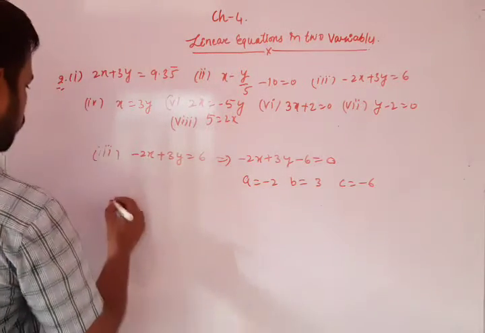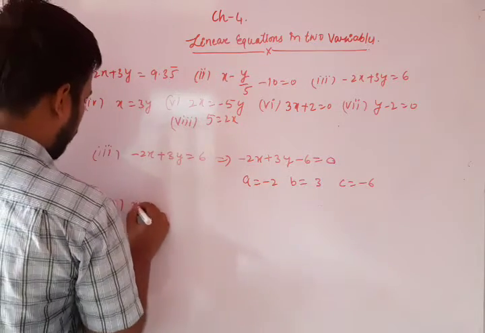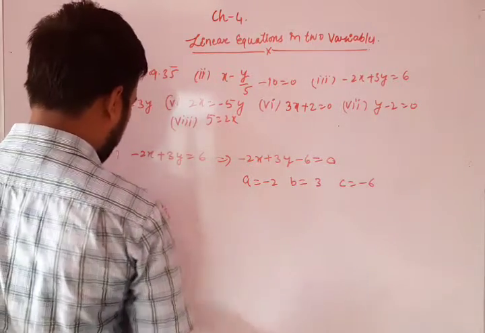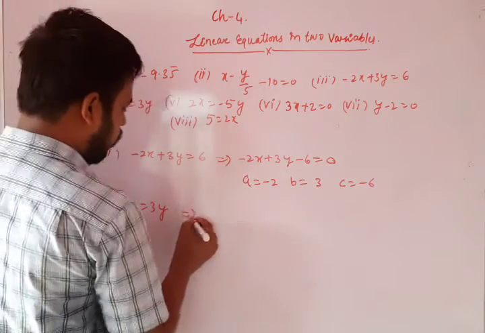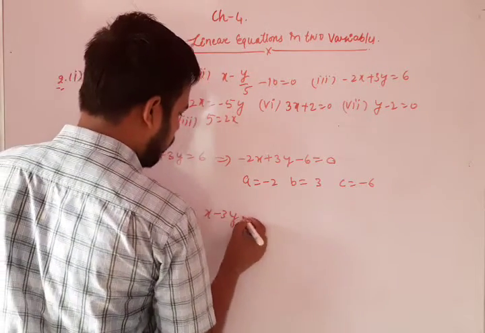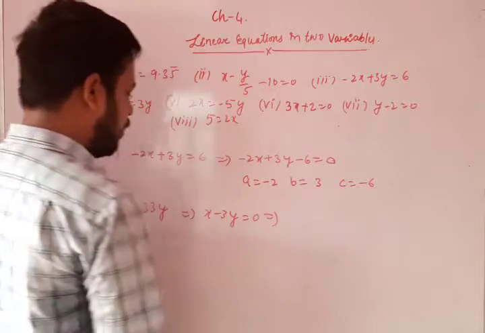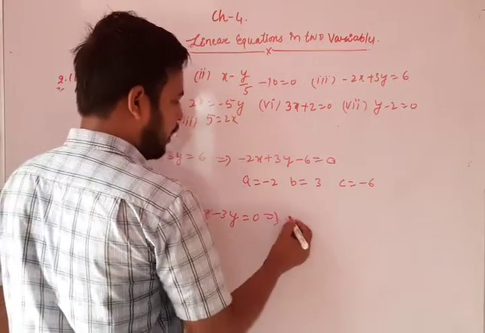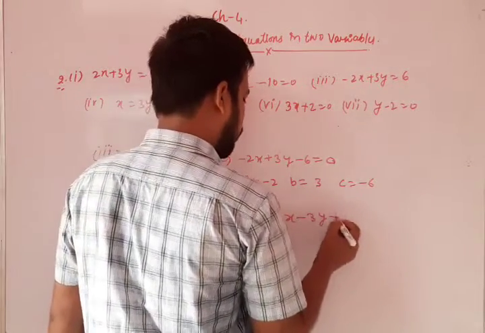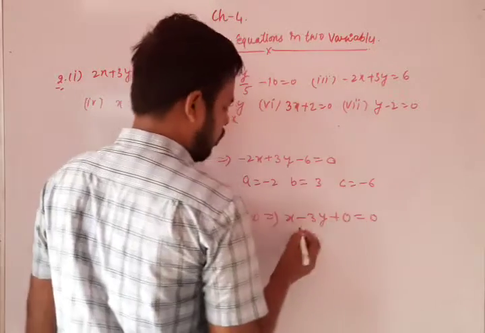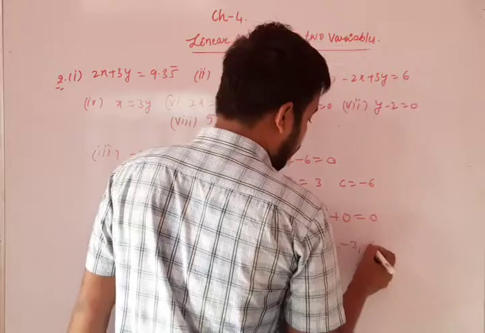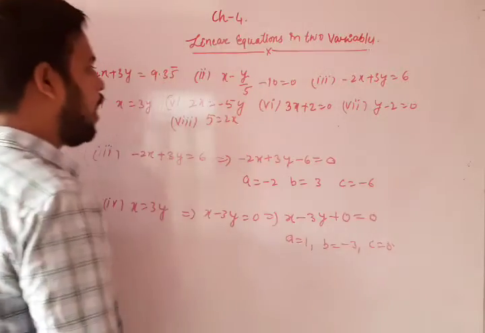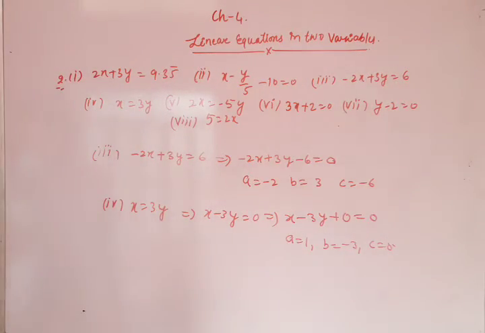Now question number 4. Fourth is x equals 3y. Now bring it here, so x minus 3y equals 0. Here we do not have c, so we can write x minus 3y plus 0 equals 0. So a equals 1, b equals minus 3 and c equals 0.